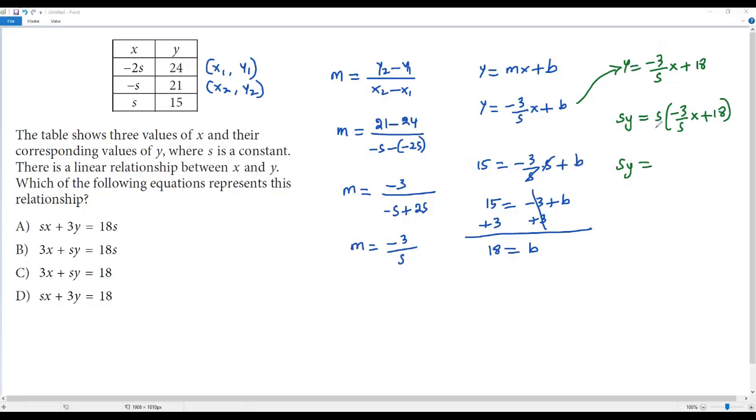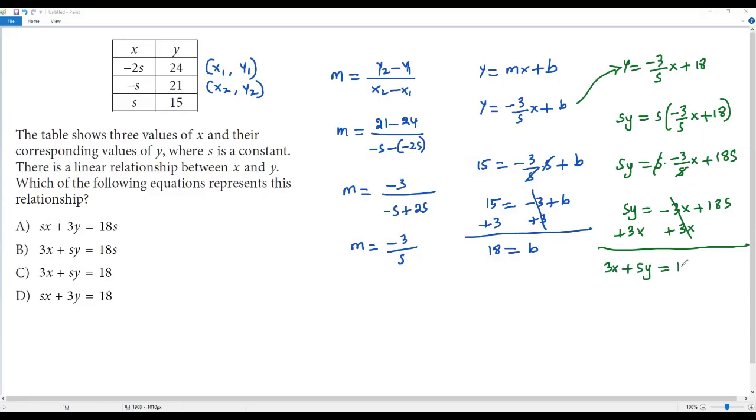Sy equals, we can distribute this s to both terms. Then I'm getting s times negative 3 over s times x plus s times 18, which is 18s. Here this s and s will cancel out. Then we have sy equals negative 3x plus 18s. Let me add 3x to both sides of this equation. When I do so, this negative 3x plus 3x will cancel out. Then we can write this on the left side as 3x plus sy equals 18s. Here I got the equation in standard form.